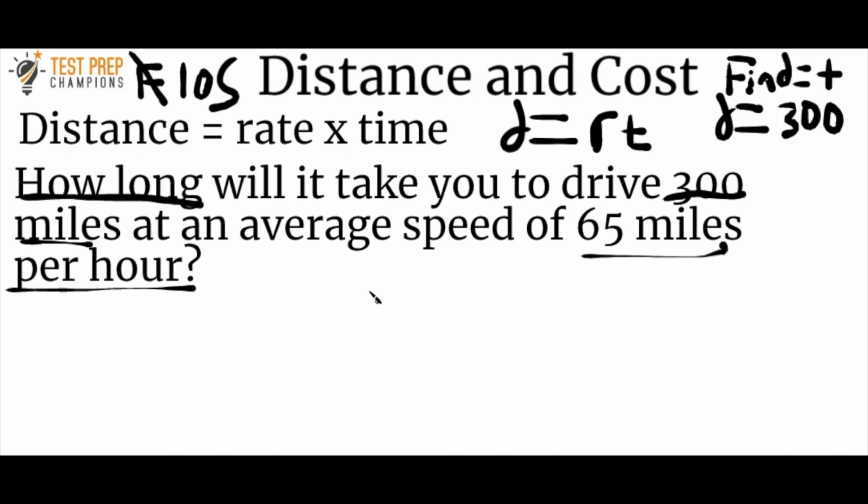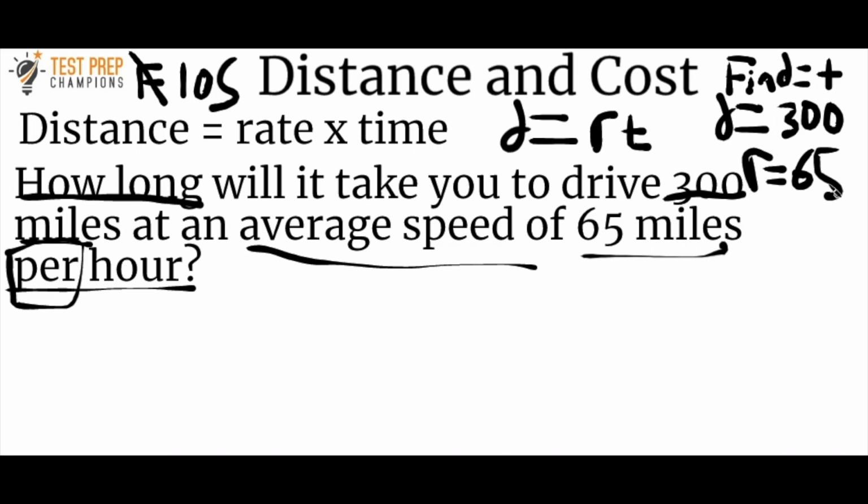So what about the 65 miles per hour? There are two ways that you would know that this is rate. Number one, we're talking about average speed, and remember, average speed is talking about a rate. But also, in 65 miles per hour, this word per is an indication that this is a rate. So the rate is 65. I'm going to abbreviate that with an R, so R equals 65 here. So we now have our d and we've got our r, but we don't have our t. How do we find t if we're given d equals rt?